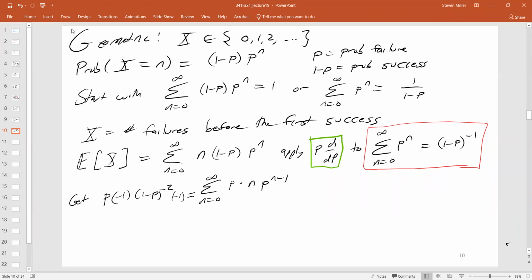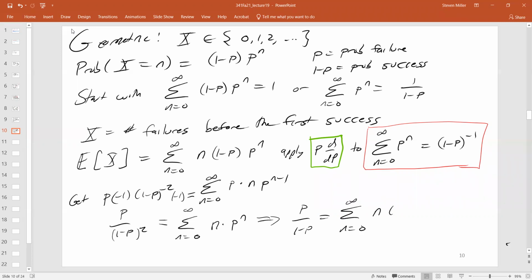All right, so when we combine everything, we get p over 1 minus p squared equals the sum, n goes from 0 to infinity, of n times p to the n. But we don't want n times p to the n. We want n times 1 minus p to the n. So I have to move one of the 1 minus p's over. And from this, we get p over 1 minus p is the sum, n goes from 0 to infinity, of n 1 minus p to the n, which is just the expected value of x.